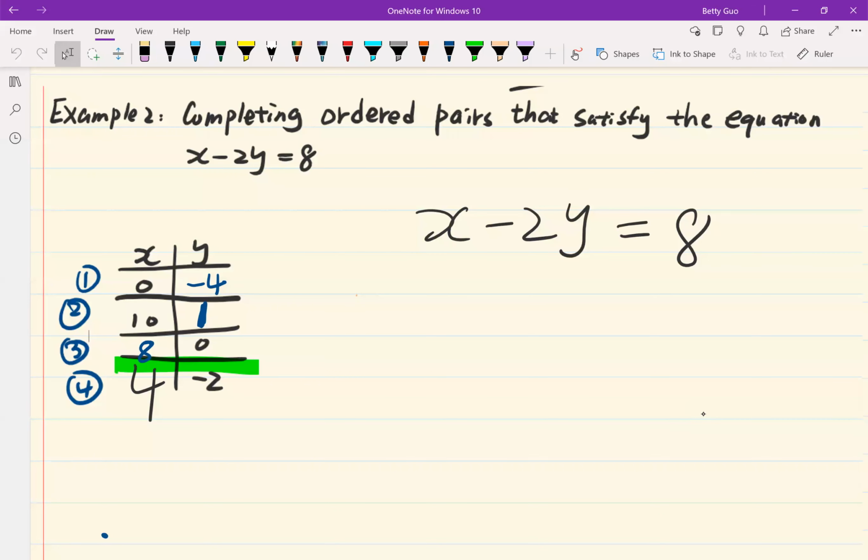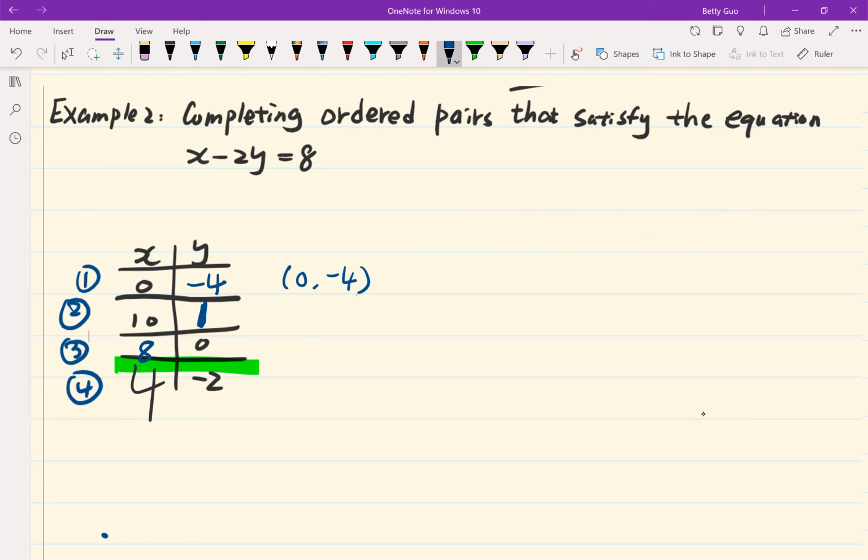So the result means the following 4 ordered number pairs. The first pair, 0, -4. Second pair, 10, 1. Third pair, 8, 0. Fourth pair, 4, -2. They are solutions of the given equation, right?